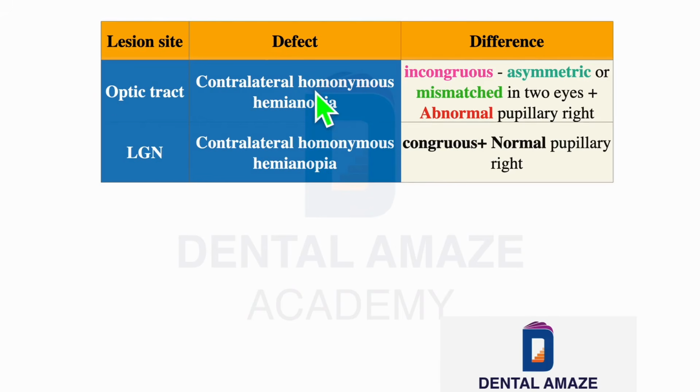Other than that, it's contralateral homonymous hemianopia. So if they say there is an asymmetric mismatch with abnormal pupillary reflex, the problem is in the optic tract. And if they say it is symmetric, matched, with normal pupillary light reflex, the problem is in the lateral geniculate nucleus.